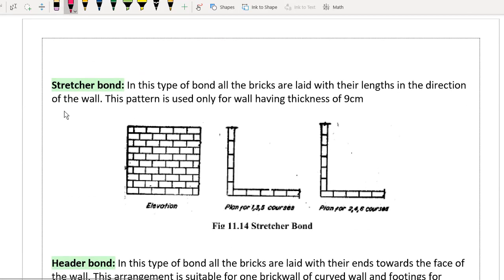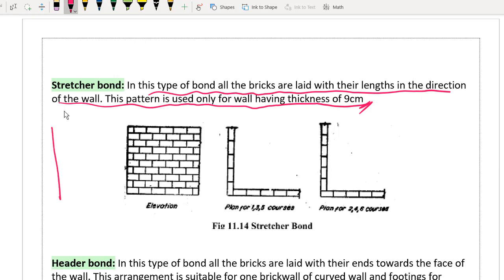First one is stretcher bond. In stretcher bond, what I am doing is, in this bond all bricks are laid with their lengths in the direction of the wall. The pattern is used only for walls having a thickness of 9 cm. So what he is saying, where will the length be? Along the wall. For example, this is the wall you want to construct. The length I know is 19, the width 9, and the height is also 9, right? The 19 part, I will arrange this way. This will be called my stretcher bond.